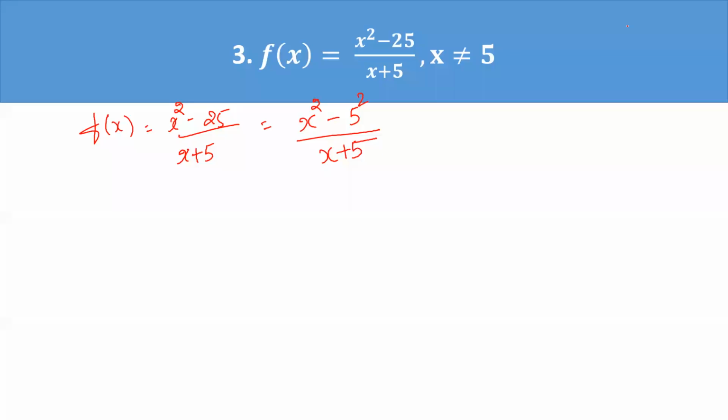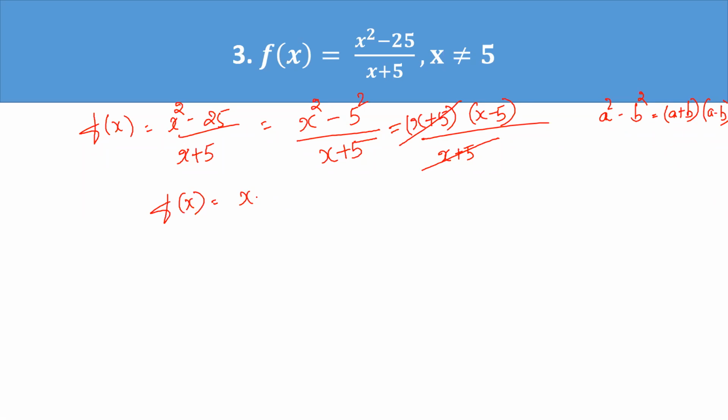So x square minus 5 square gets converted to x plus 5 into x minus 5. Good, Madiha. So you substitute it. What you'll get is x plus 5 into x minus 5 divided by x plus 5. So we have used the formula a square minus b square is equal to a plus b into a minus b. Now x plus 5 gets cancelled, so your function is reduced into a simpler form, f of x is equal to x minus 5.